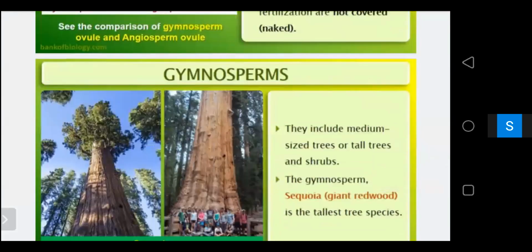Gymnosperms include medium sized trees, tall trees and shrubs. The giant redwood tree Sequoia is one of the tallest trees, up to 100 meters in height. And species of Gnetum are climbers. The smallest gymnosperm is Zamia pygmaea, which reaches a height of 25 centimeters. And most gymnosperms live for more than 4,000 years, like pine and redwood trees.